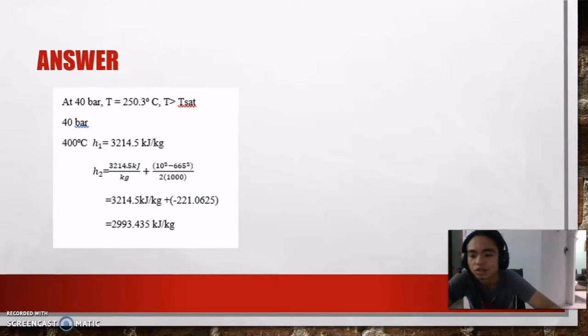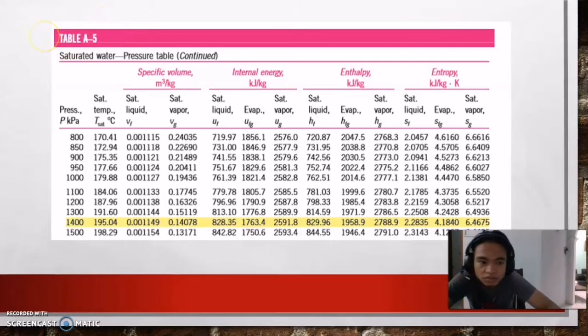h2, how to calculate h2? h2 is 3214.5 kJ per kg plus 10 squared minus 665 squared divided by 2 times 1000. The answer is 2,993.435 kJ per kg. Okay, next.